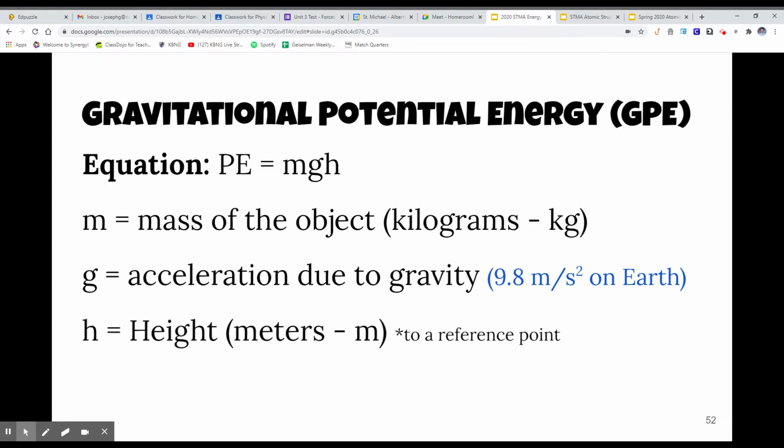And then the h obviously stands for height. We measure height in meters. So it's not going to be in centimeters. It's not going to be in inches. It's going to be in meters. And it's always to a reference point. It could be the ground, or it could be a tabletop, or it could be something different. So when we're measuring that distance, that height, it's going to be to a reference point. And we'll see what that looks like here in a little bit.